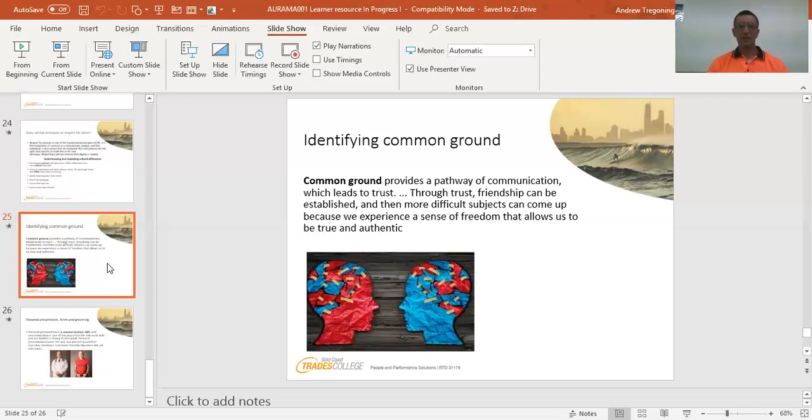That does assist greatly in providing a pathway of communication, which does lead to trust. You may have a lot of differences, but you also may have a lot of common ground. Through trust, friendship then can be established, and more difficult subjects can come up. It makes it a lot easier to then communicate with that person because you do have some common ground. That allows us or assists us to be true and authentic.